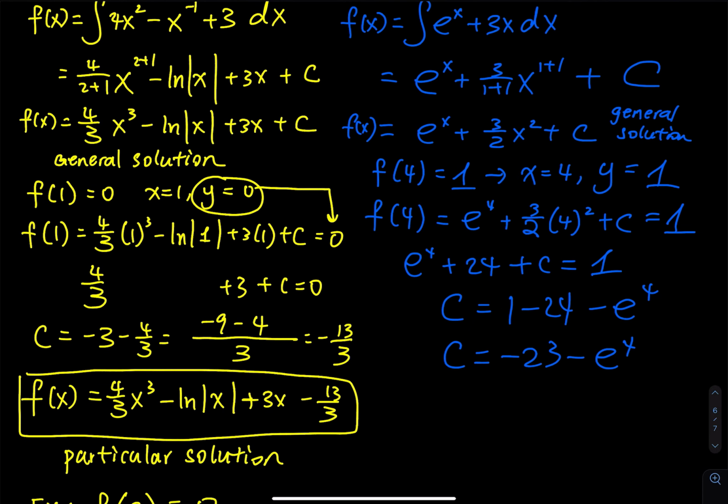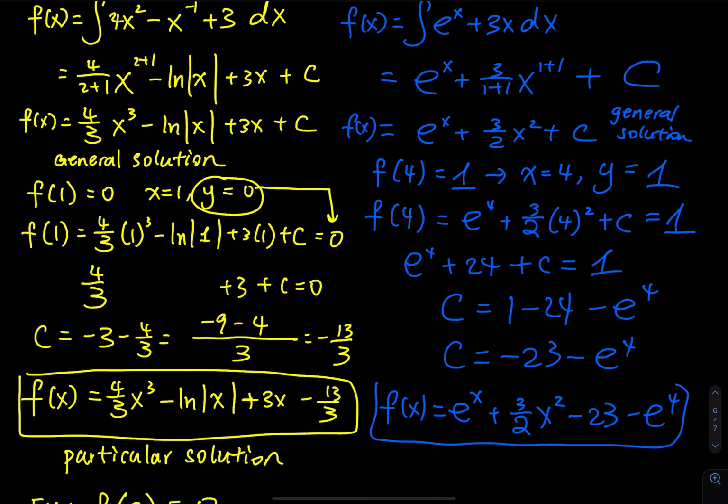And then you write everything one more time. So your particular solution is f of x equals e to the x plus 3 over 2 x squared plus c, so that will be minus 23 minus e to the 4th, and this is called a particular solution.